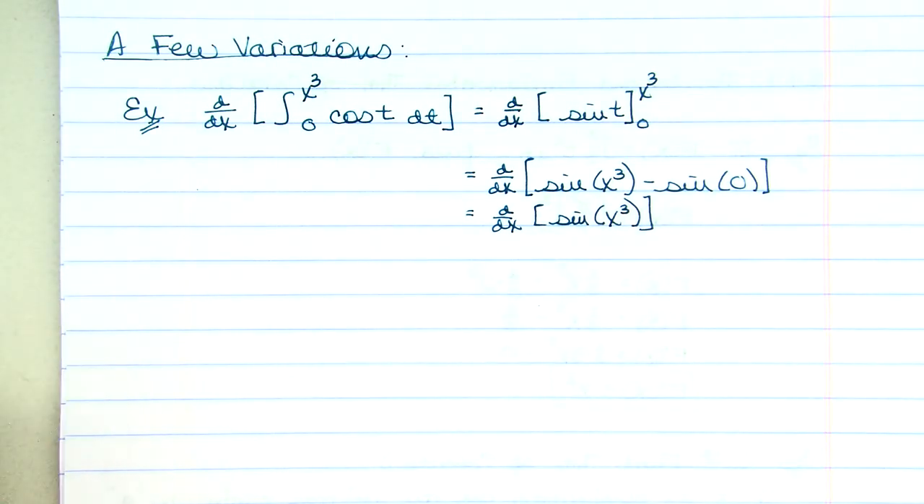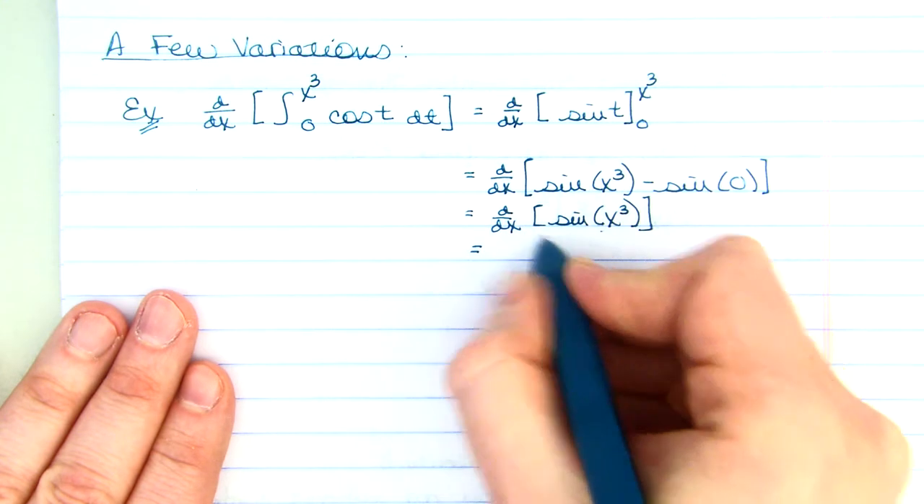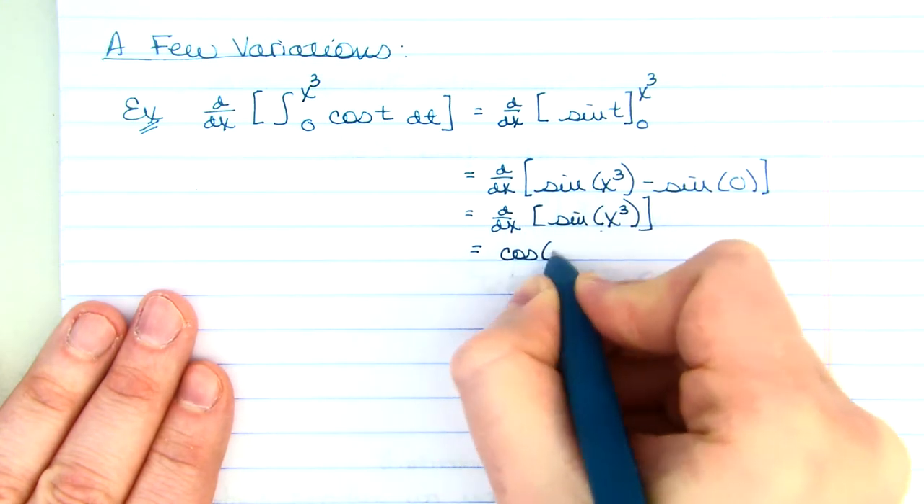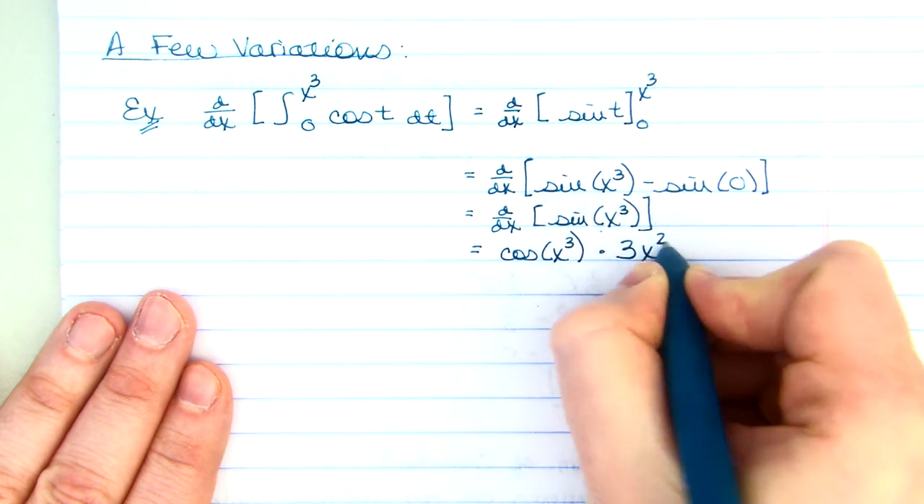When you do the derivative of the sine of x cubed, what rule are you going to have to use? I hope that you just said chain rule, because there's something inside my sine. The derivative of sine is cosine, we get cosine x cubed, times 3x squared because of the chain rule.